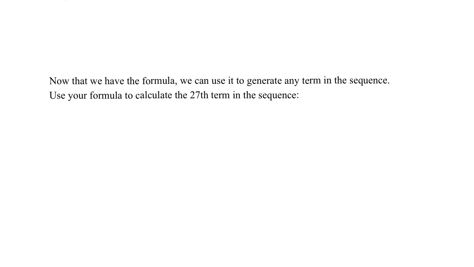So let me write that down again. A of n equals 4 plus 3 times n minus 1. Okay, so if I want to find the 27th term, then 27 becomes n. So how do we write this? We would write A of 27 equals 4 plus 3 times 27 minus 1.